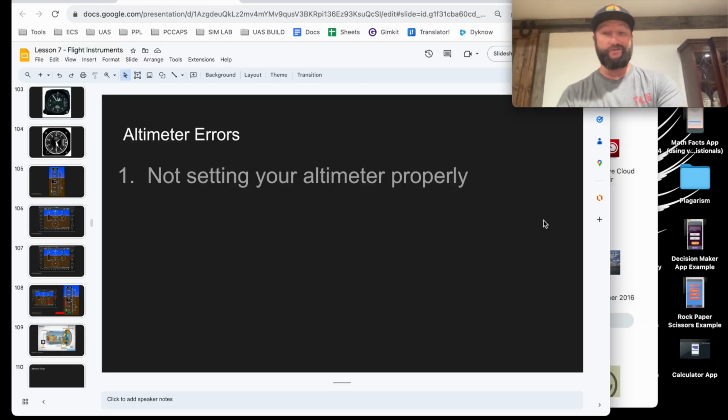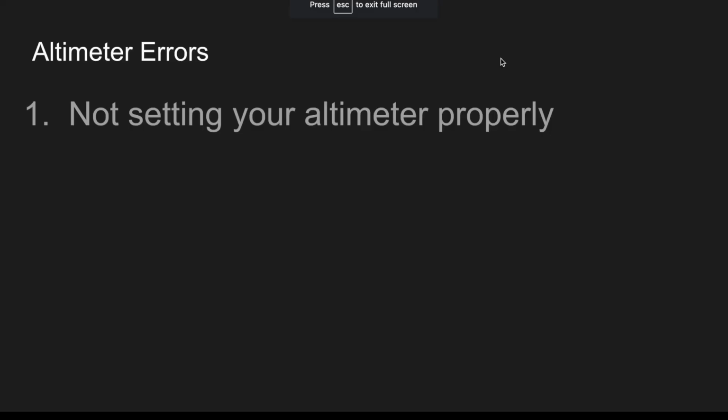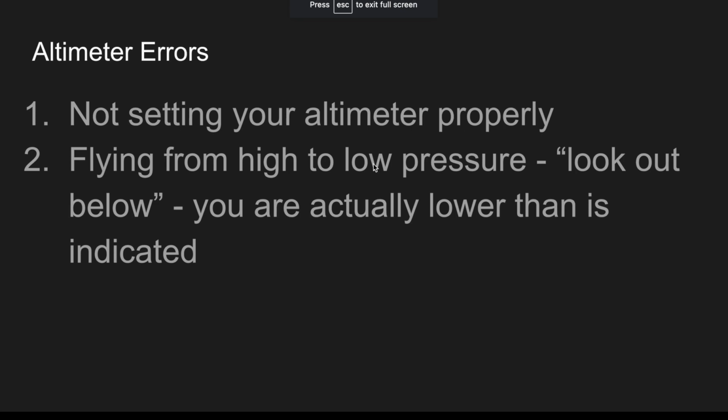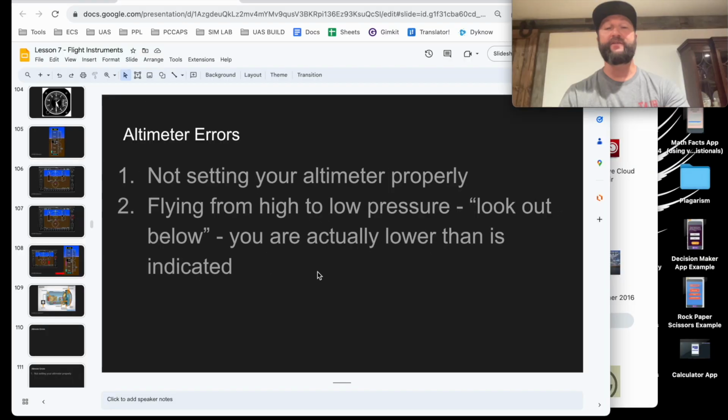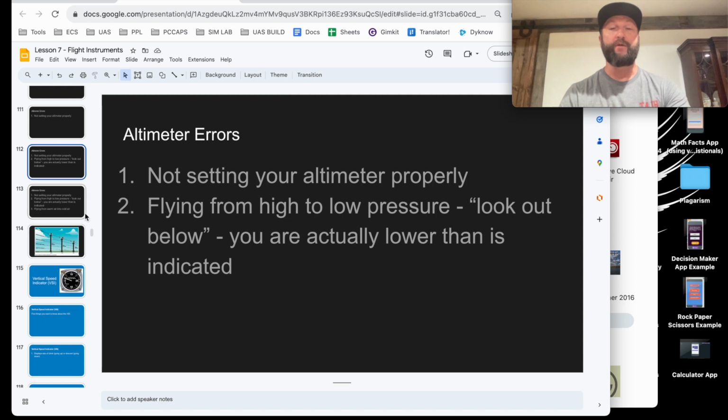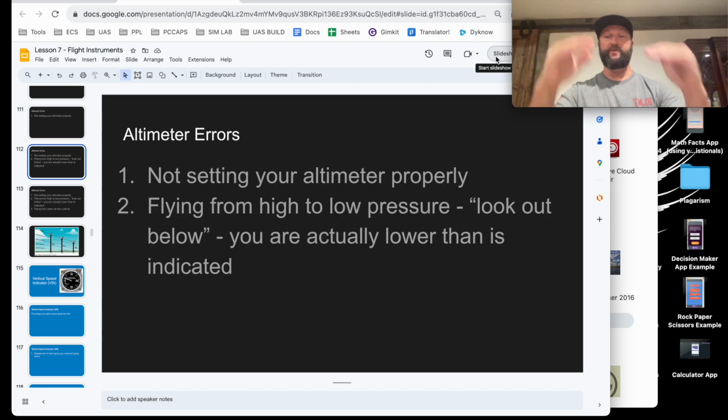Now there are types of altimeter errors you should be aware of. Number one, you didn't set your altimeter properly, so therefore you don't really know what your altitude exactly is, so you should reset it. Number two, flying from high to low pressure. We always say look out below because you're actually lower than indicated. So you fly out of an area of high pressure into an area of low pressure. You might want to look out. We say look out below because you're actually lower than you thought. Here, let me show you.